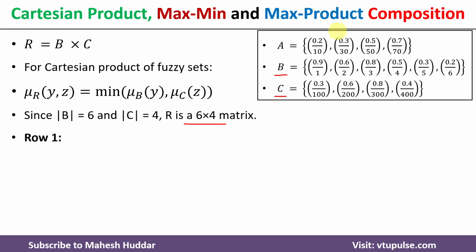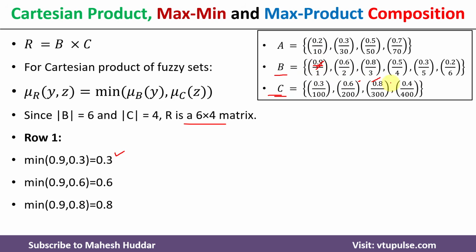As I already told, we need to compare the values in the first fuzzy set with all the values in the second fuzzy set. So here also we need to do the same thing. First I will consider the first value of the first fuzzy set, that is 0.9. We need to compare this with all the membership values in the second fuzzy set C. Between 0.9 and 0.3, the minimum value is 0.3. Next, with 0.9 and 0.6, the minimum value is 0.6. Between 0.9 and 0.8 the minimum value is 0.8, and between 0.9 and 0.4 the minimum value is 0.4. So we'll get the first row's values as something like this.